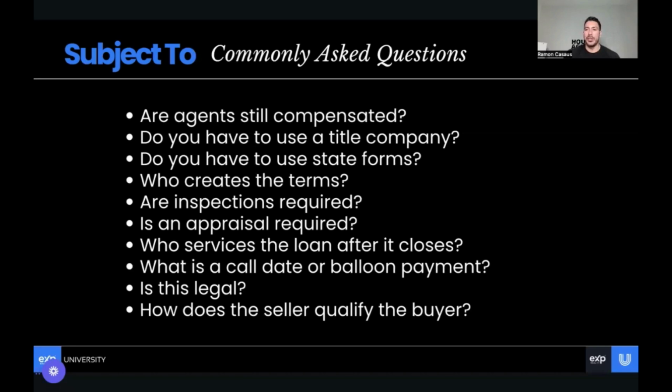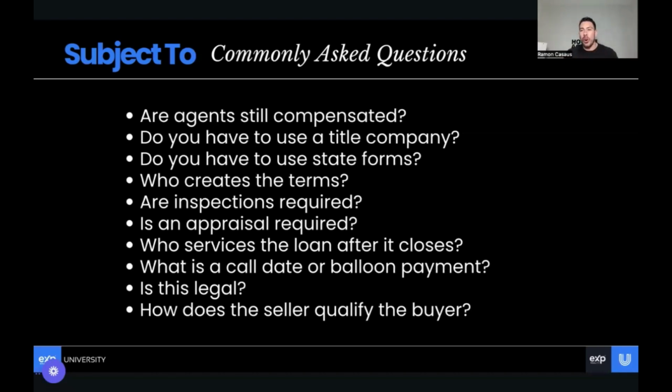Who creates the terms? The terms, again, are created by the buyer and the seller. It's all negotiable. However, in subject to transactions, you have to have a mortgage. If there's no mortgage, then you can't really do seller financing. Excuse me, you can't do a subject to transaction. It doesn't work. There has to be debt in order for it to be a subject to.